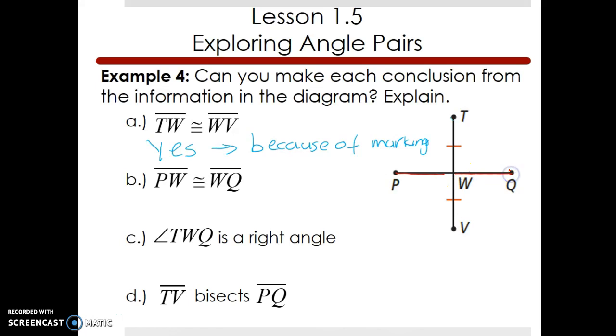PW and WQ. Well, for something to be congruent, they need to have markings. This could have been like 4.85 and this could have been like 4.851. Again, it has to be exact and it has to have markings. So again, you cannot assume that it is congruent. So no markings.